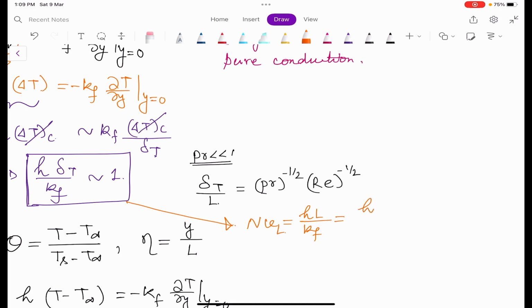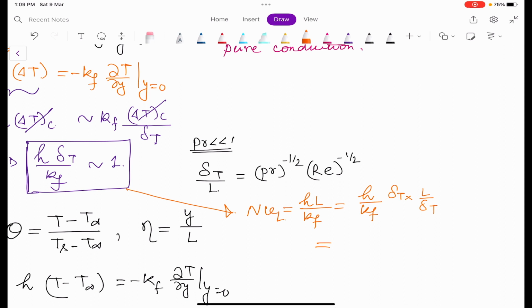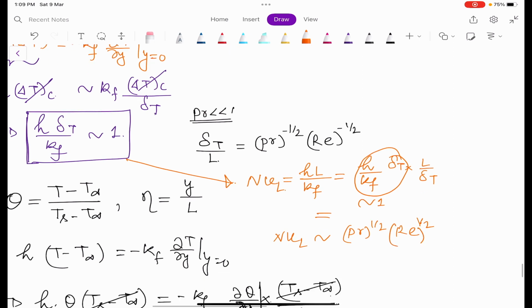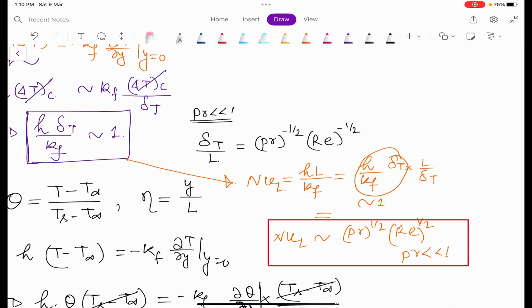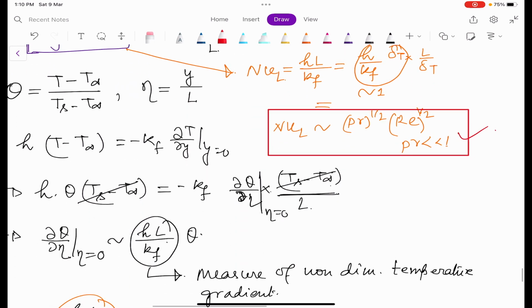So this will be h by k_f, I can write, delta T into L by delta T, and L by delta T we know is Prandtl number into Reynolds number whole to the power half, and this is of the order of 1. So this Nu_L will be of the order of Prandtl number whole to the power half and Reynolds number whole to the power half for Prandtl number much less than 1. So this you have to remember. This is very important.